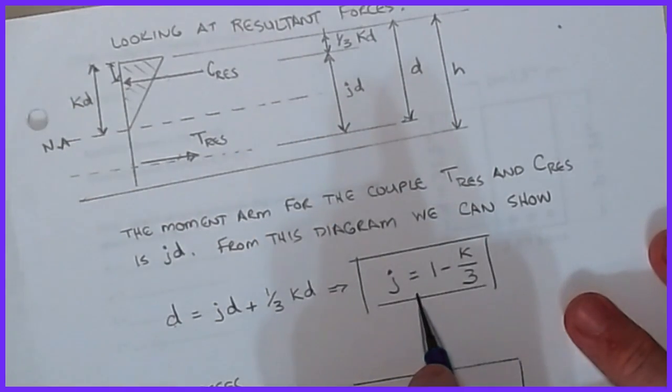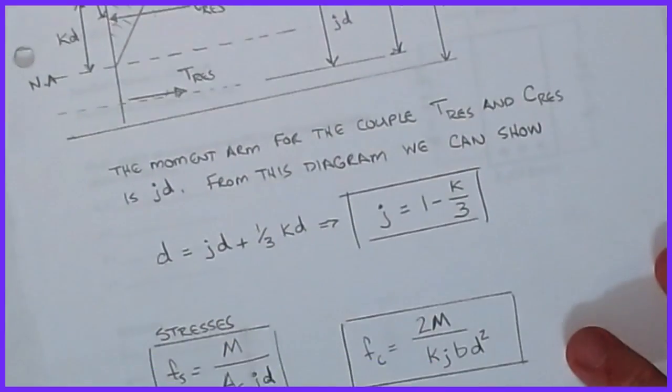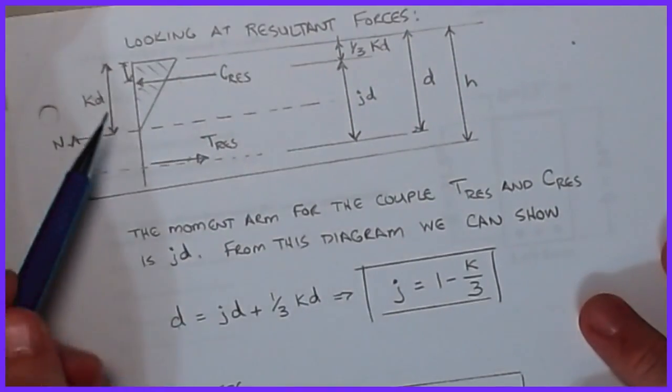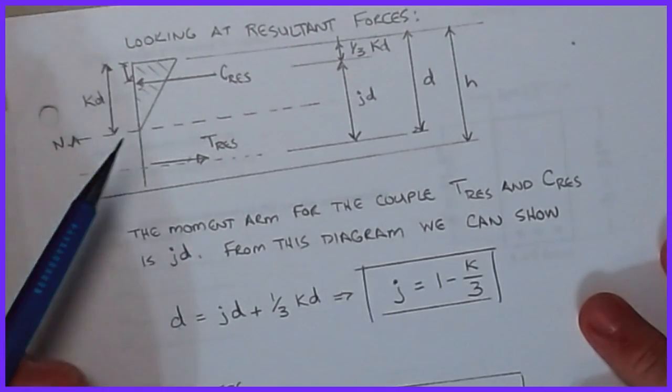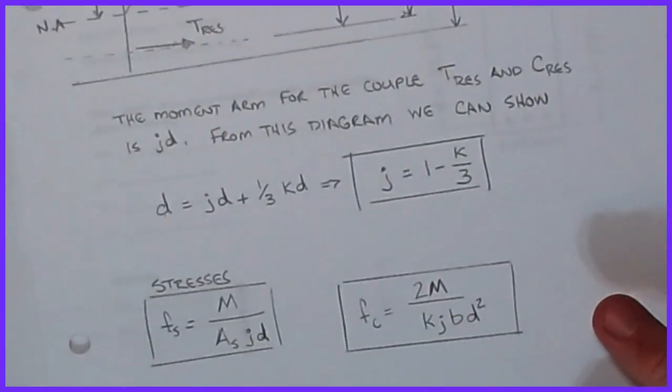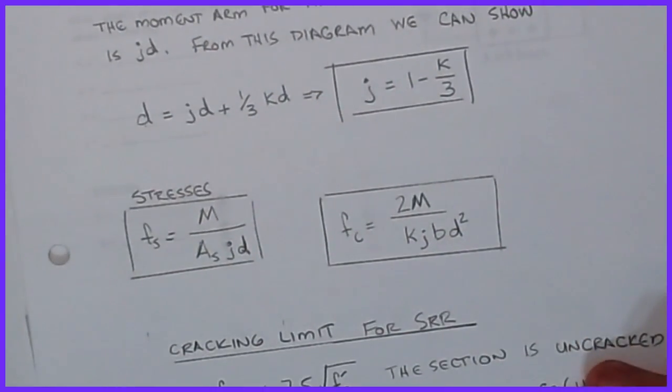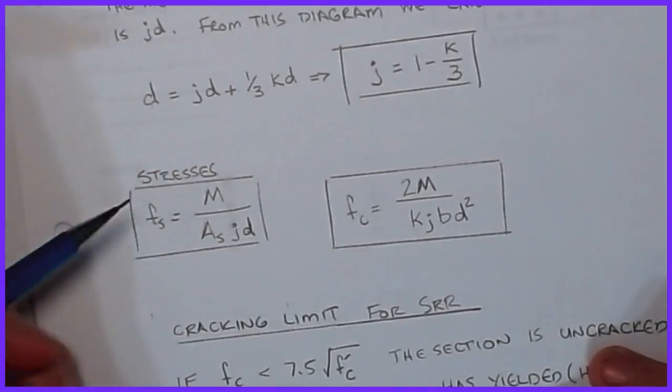Then I can solve for J as being 1 minus K over 3. That's where that formula comes from. It's all coming off of these stress strain diagrams. So if you can understand the stress strain diagrams, then man, you are in business when it comes to elastic flexural stress analysis.